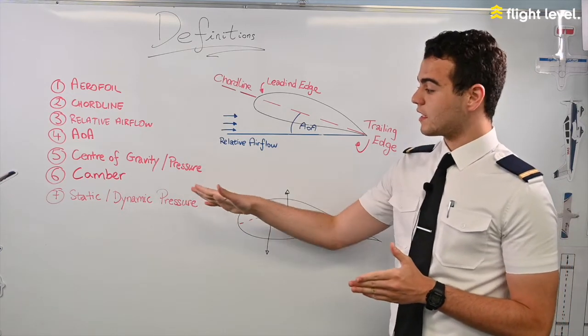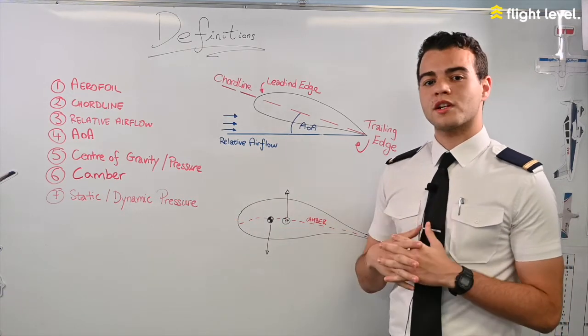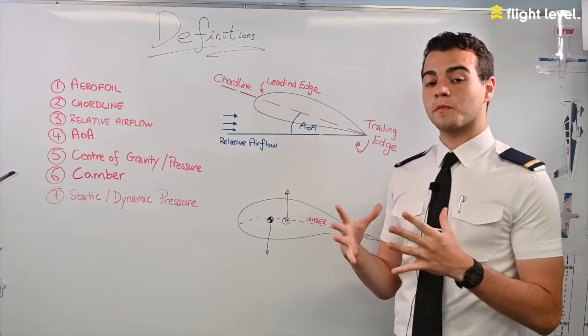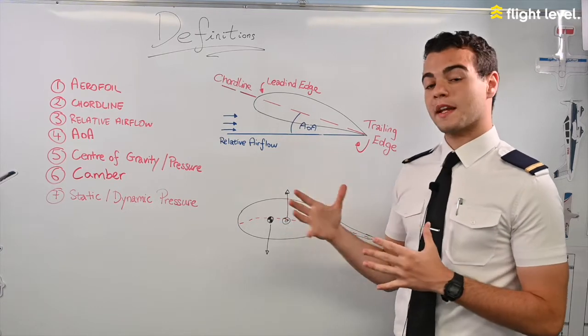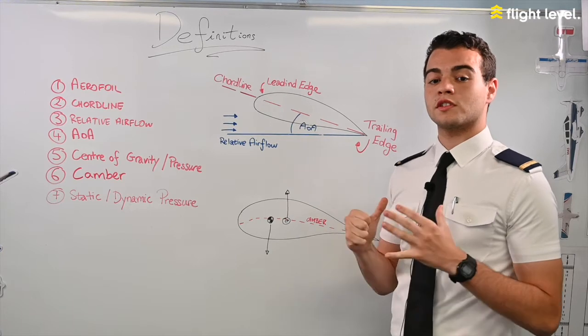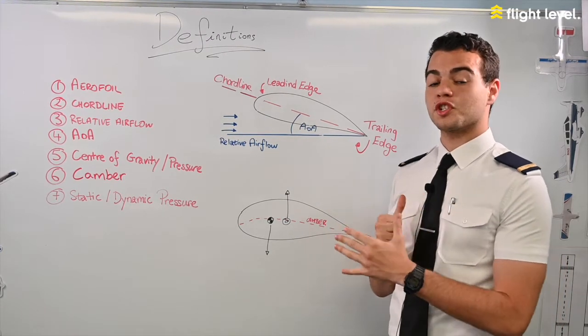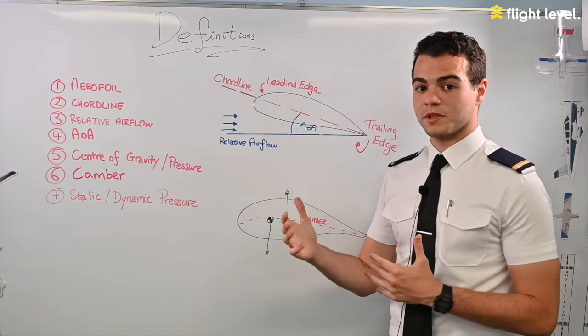Next, we have the static and dynamic pressure. Static pressure is the pressure exerted on an object from the atmosphere, whilst dynamic pressure is the pressure exerted on an object in the atmosphere which is moving, so due to its movement in the atmosphere.